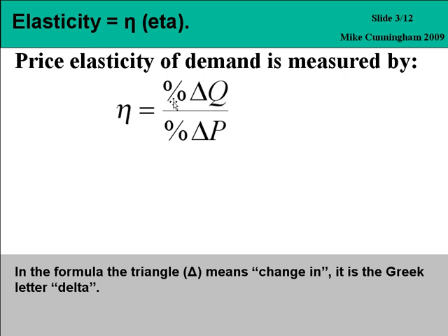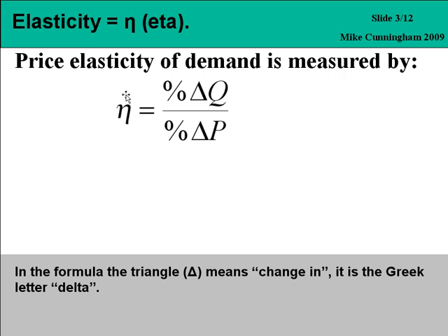So if we read across here now, we've got the percentage change in Q on the numerator. Likewise, on the denominator, we've got the percentage, this delta again, change in. Just read it as change in. Percentage change in P. So what we've got here, two percentages. That's all the elasticity formula is.